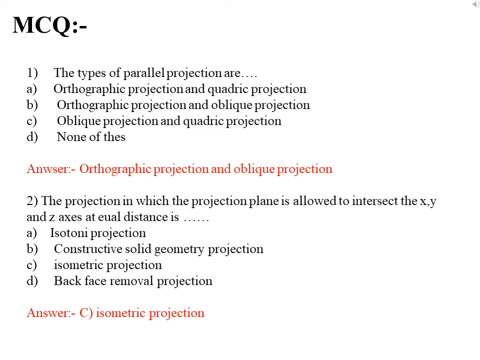The second question is: the projection in which the projection plane is allowed to intersect the x, y and z axes at an equal distance is? Option A, isometric projection. Option B.